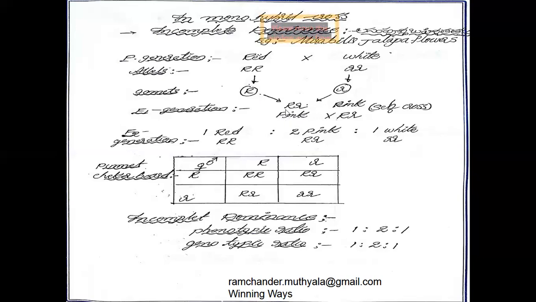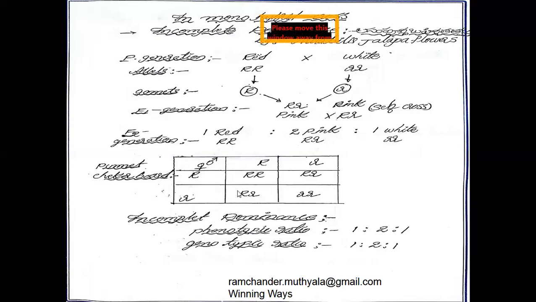In the F1 generation, the pink color flowers are self-crossed to form the F2 generation. In the F2 generation, the phenotypic ratio and genotypic ratio are 1:2:1. The phenotypic ratio is 1 red color flower plant, 2 pink color flower plants, and 1 white color flower plant. The genotypic ratio is capital R capital R is 1, capital R small r is 2, and small r small r is 1.